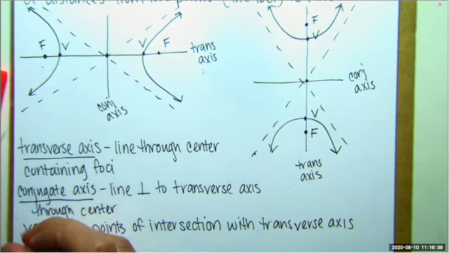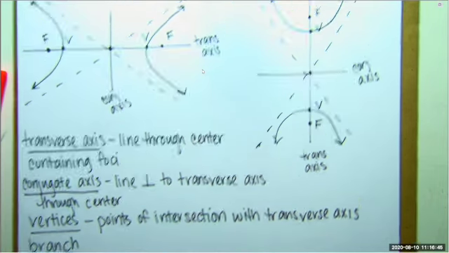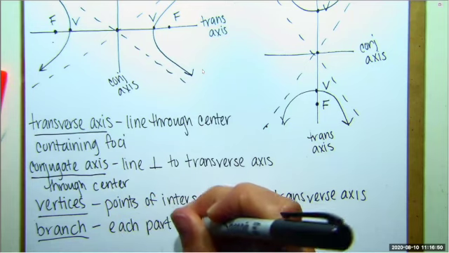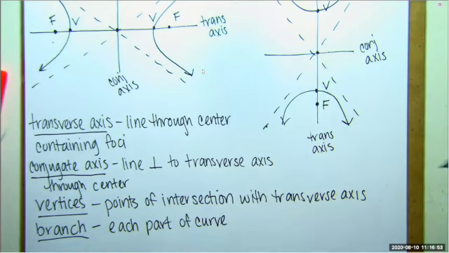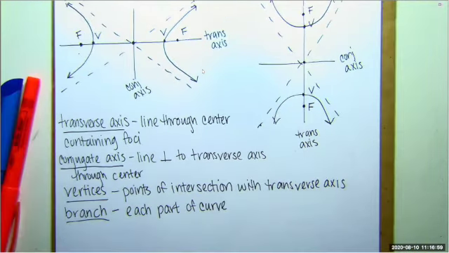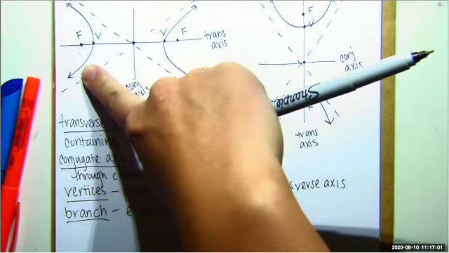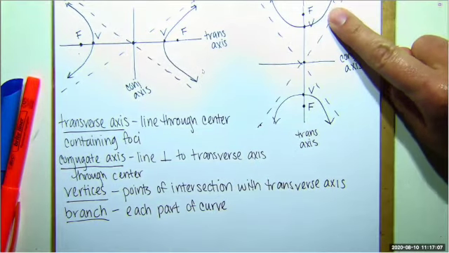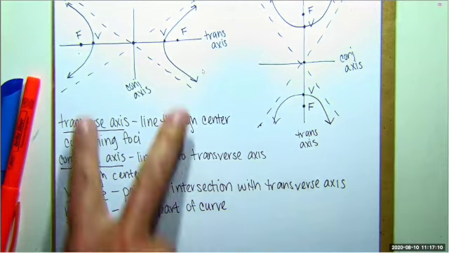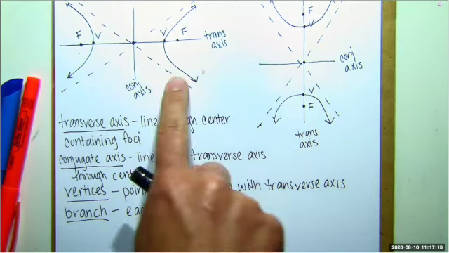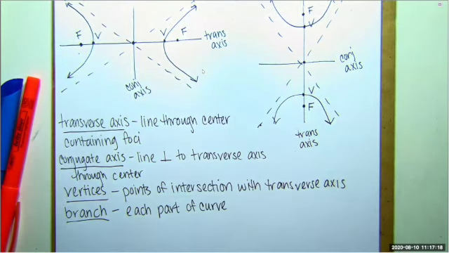Okay, our next new term is branch. Branch is what we call each part of the curve. For example, in this one where it's oriented horizontally, we would refer to this part of the curve as the left branch. This would be the right branch. Up here, this is the upper branch, lower branch. So we have two branches. Each part of the curve we just call a branch. So left branch, right branch, upper branch, lower branch, top branch, bottom branch, anything like that.